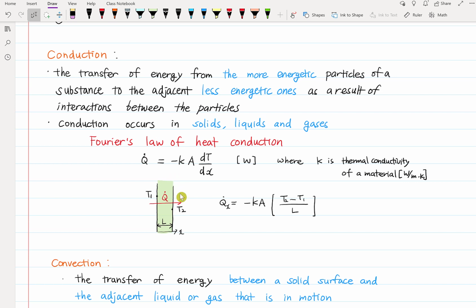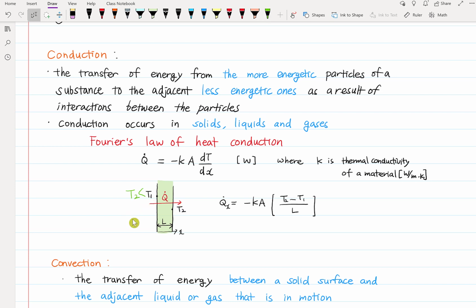So consider a plane wall. So this is the cross-sectional view of the plane wall. It has a thickness L. The temperature on the left surface is T1, the temperature on the right surface is T2, and T1 is greater than T2.